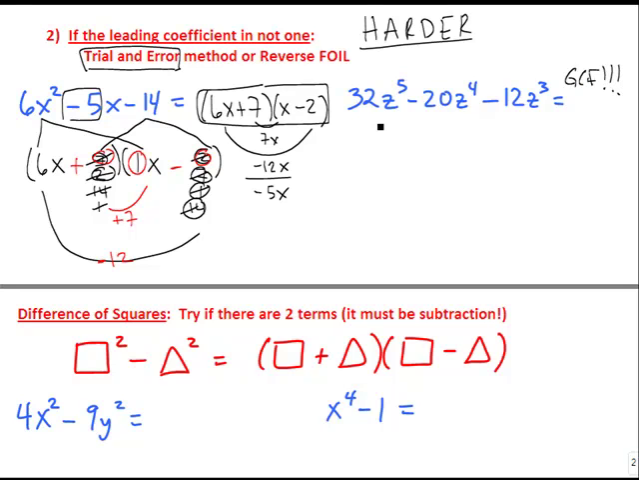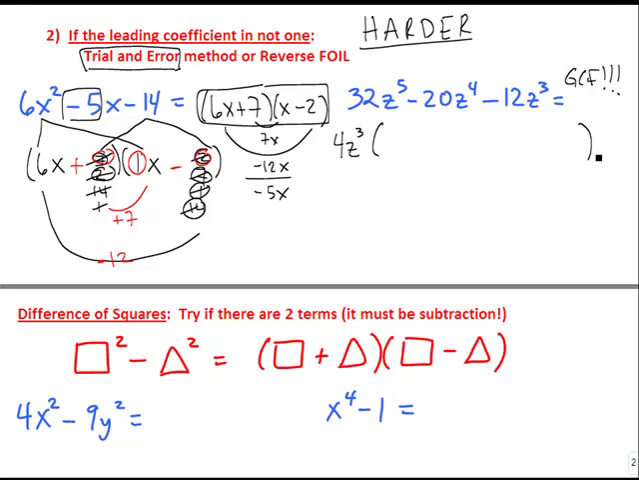Okay, so what's the biggest number that divides evenly into 32, 20, and 12? If you know your multiplication tables pretty well, then you'll know that 4 goes into each of these. So I'm going to pull out a 4. And for the z's, I have z to the 5th, z to the 4th, and z cubed. Remember, you can pull out the smallest power of z that they all have. So my GCF is going to be 4z cubed.